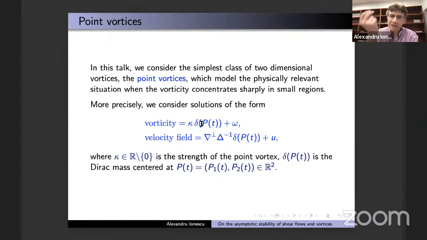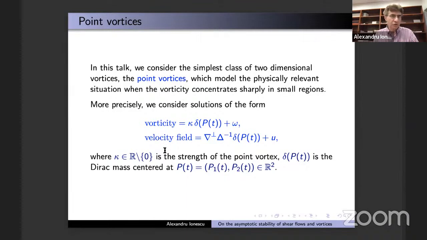Now the vortex itself is going to move. So it starts from time t equal to zero, and we can pretend here that p of zero is equal to zero, but p of t, the location of the vortex, is going to move. It's going to move slightly during the evolution. And so you're looking for solutions of this type, kappa times delta at the point p of t plus a smooth function omega, that's the perturbation.